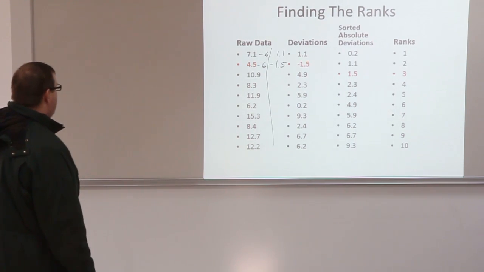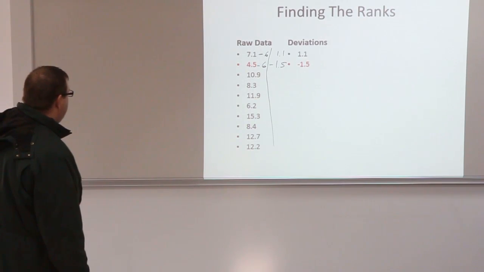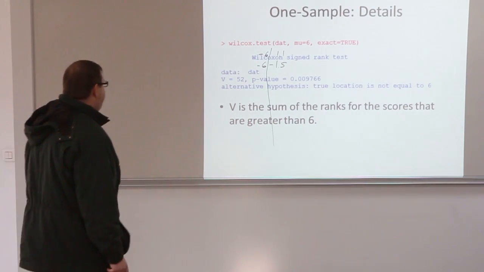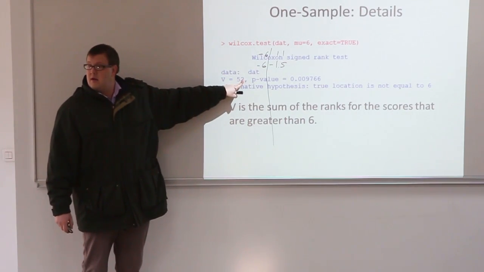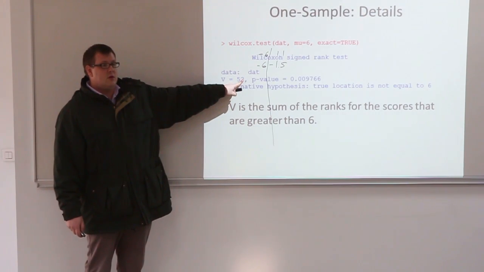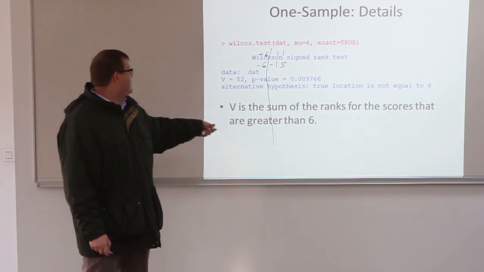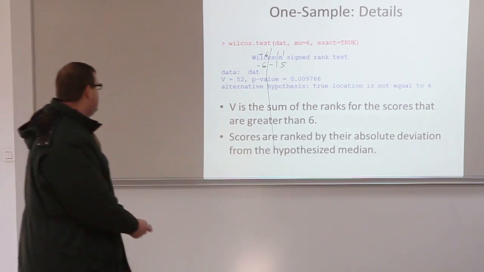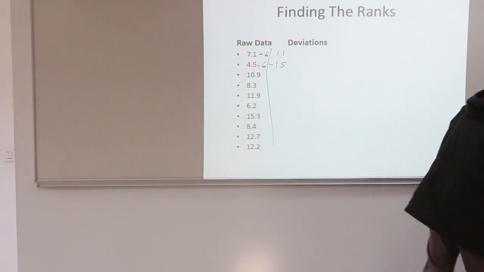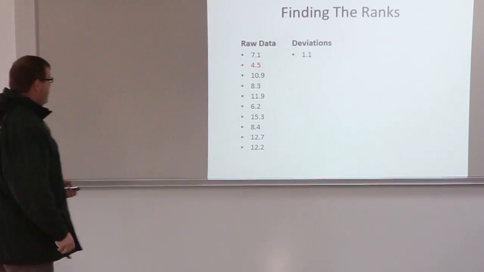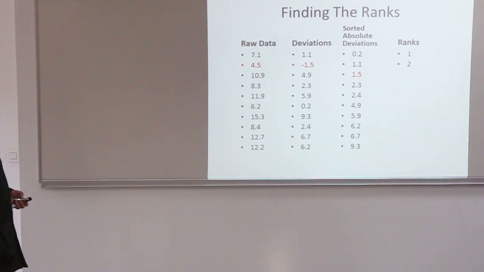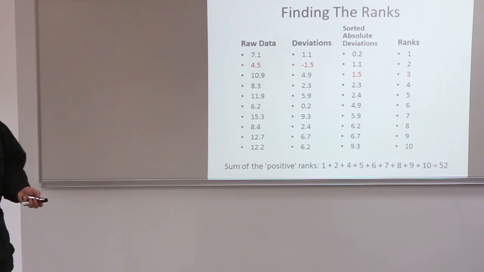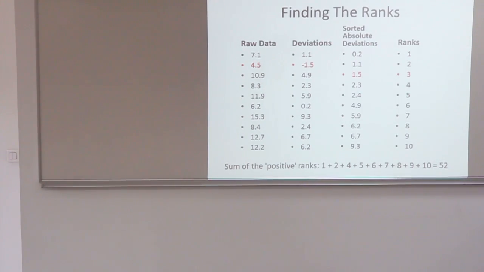52. Let's see what we had before. 52. V was 52. So V really is the sum of the ranks for the scores that are greater than the hypothesized mean or median. All right. Okay, so we found 52 before and we found 52 now. So we know how to find V if we had to do it by ourselves.